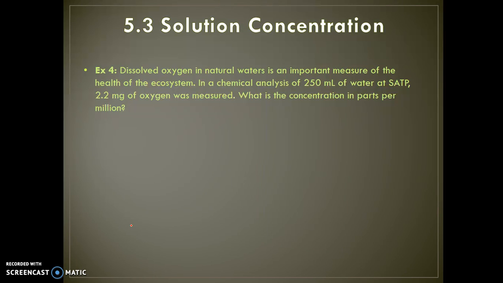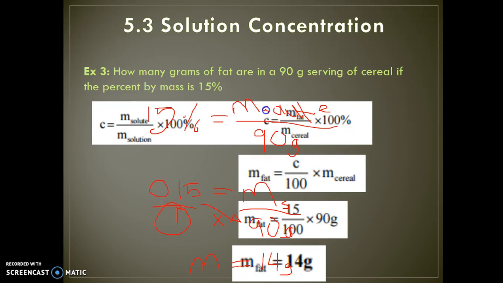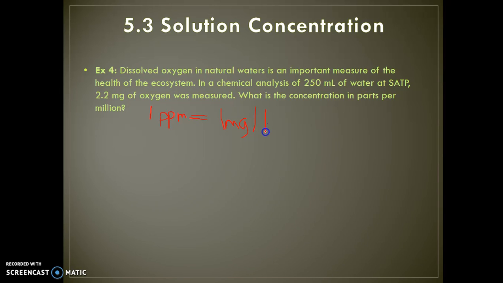So if we go to example number 4 here, it says that dissolved oxygen in natural waters is an important measure of the health of an ecosystem. In a chemical analysis of 250 milliliters of water at SATP, 2.2 milligrams of oxygen was measured. What is the concentration in parts per million? So if I remember this, 1 part per million is equivalent to 1 milligram per liter.